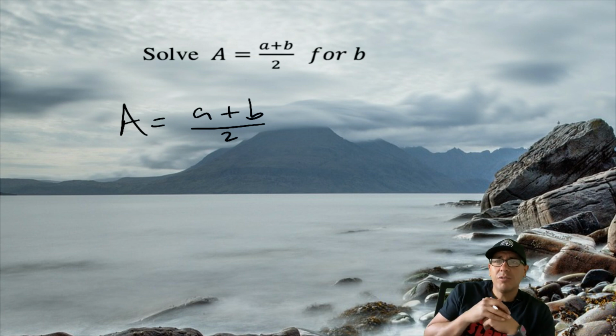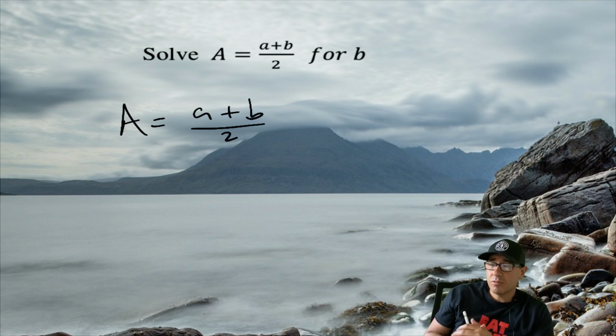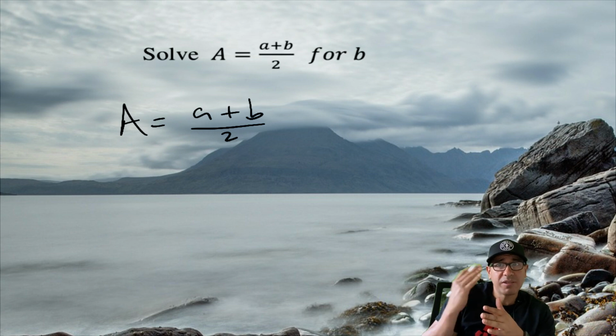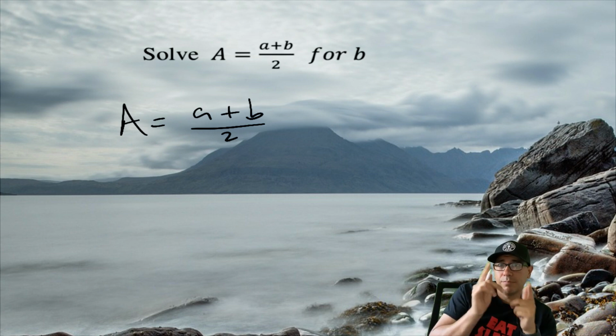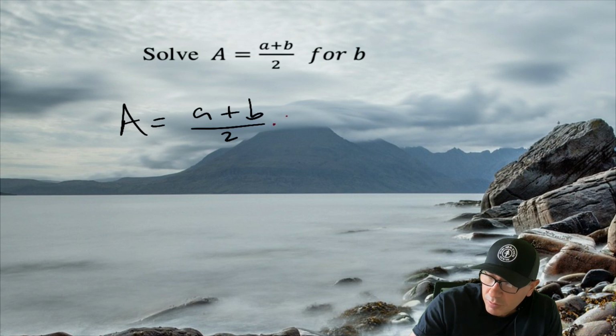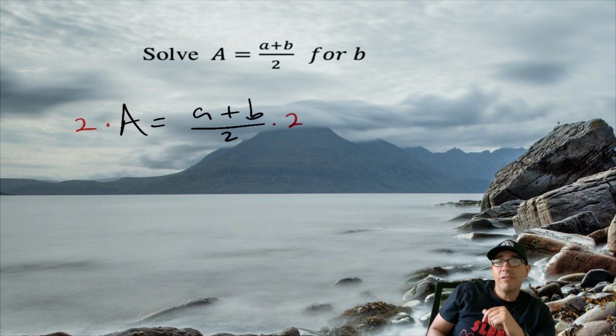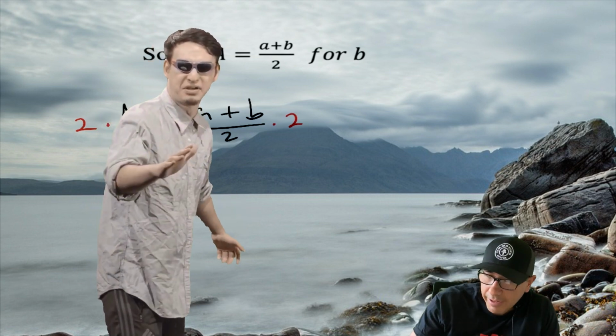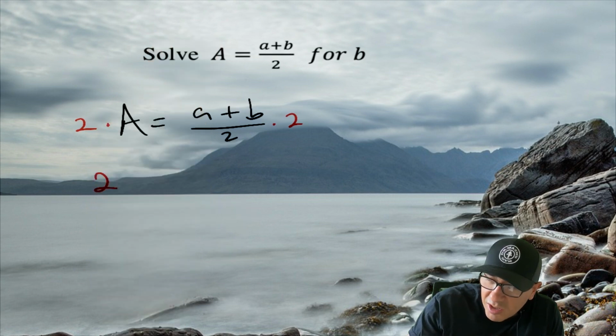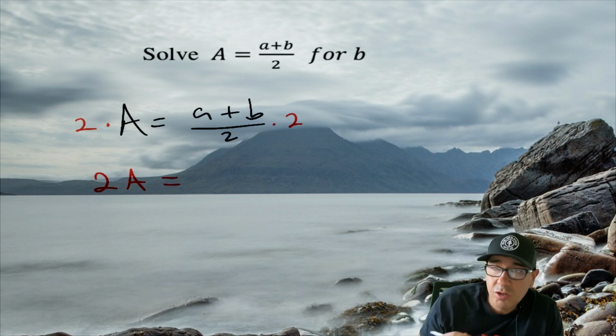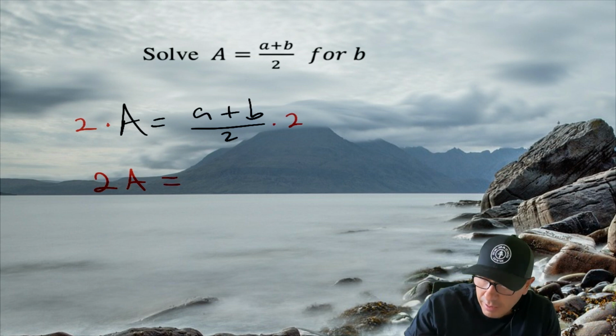I don't like that 2 there. Most likely you don't like fractions and they don't like you. So let's get rid of that 2. We see we're dividing by 2. What's the opposite of dividing by 2? Perfect, we multiply by 2. So we get a 2 here, a 2 there, and you get 2 uppercase A, and that equals a plus b.